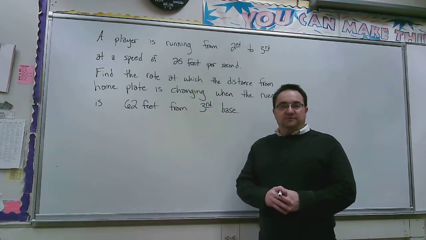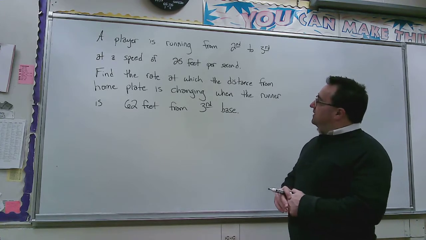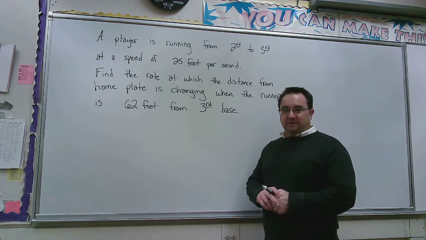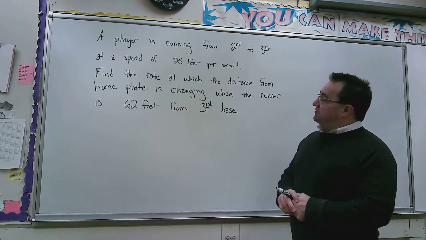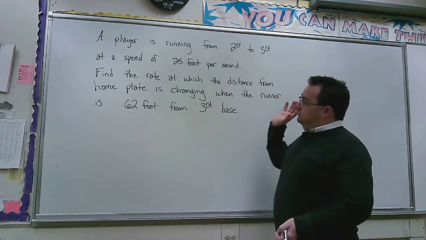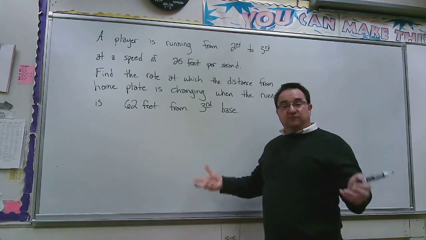Well, we're going to try our third type of related rate problem today. And this time we have a runner running around a baseball diamond. There are certain things you have to know are true about a baseball diamond that usually might not be stated. And then we have to go through our process.